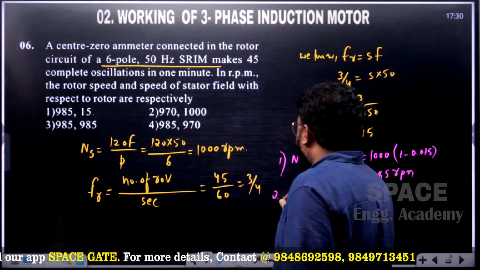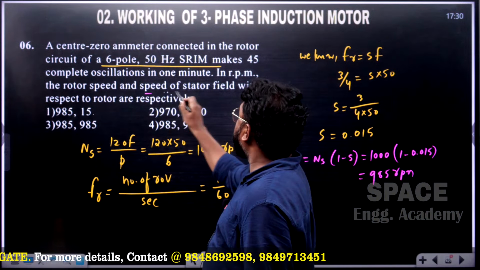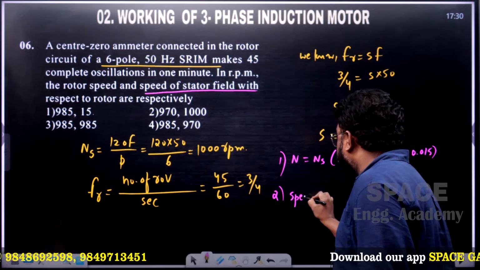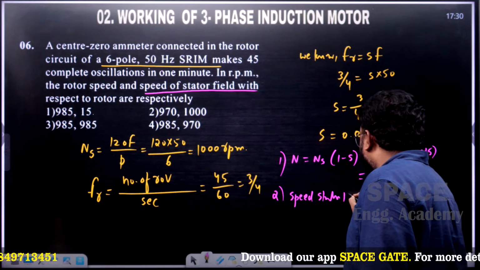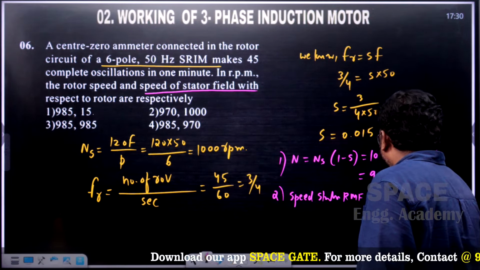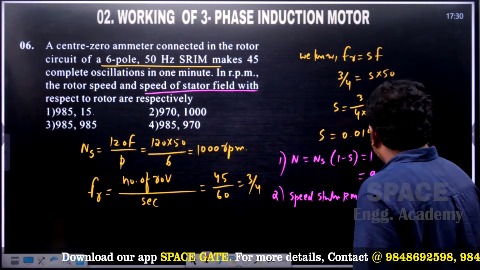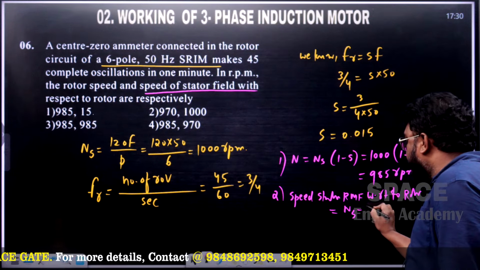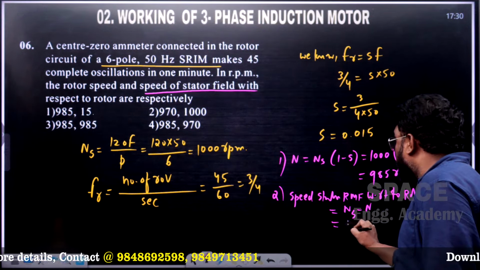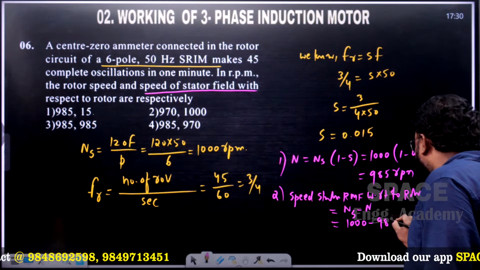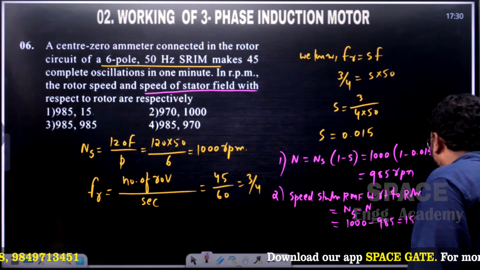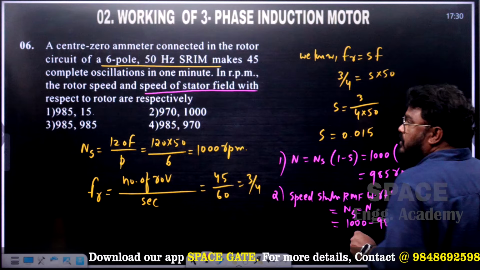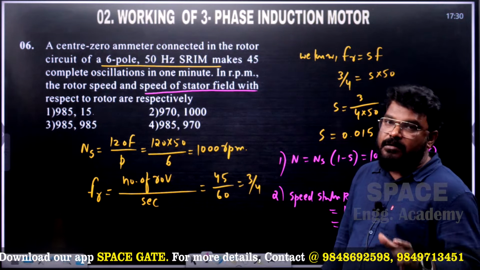Now one more possibility of the question: the speed of the stator field with respect to the rotor. So the speed of the stator RMF with respect to the rotor is equal to Ns minus N. So 1000 minus 985 rpm equals 15 rpm. So this is the speed of the stator RMF with respect to the rotor. So these are some questions based on this concept.